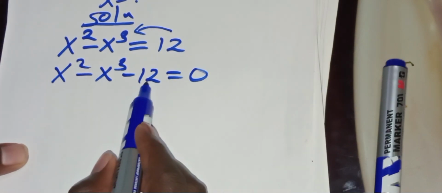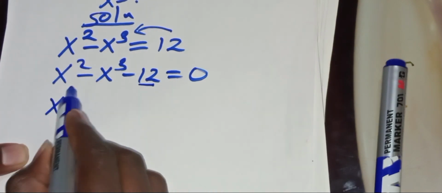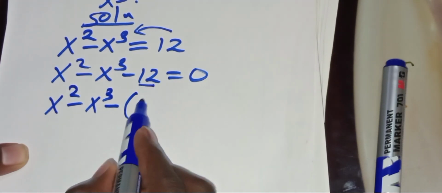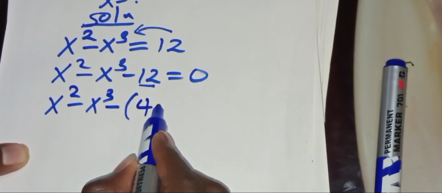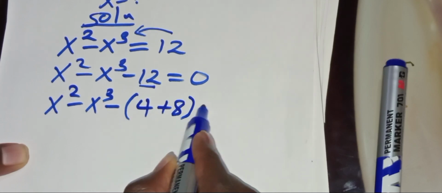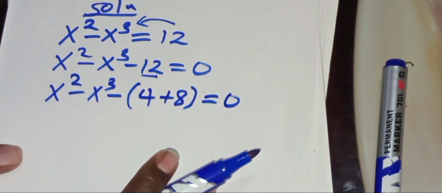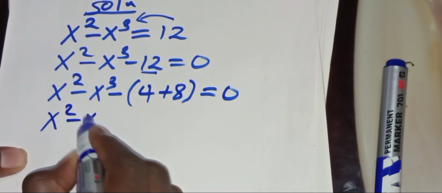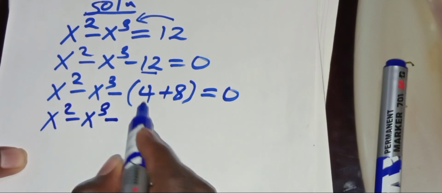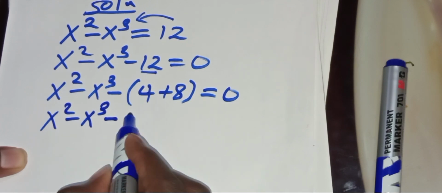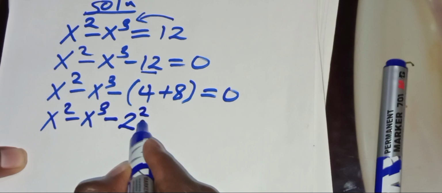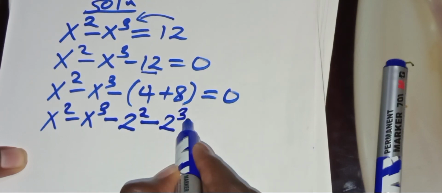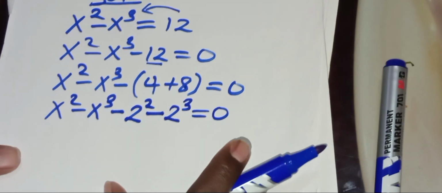Now from what we have here, we can express 12 as 4 plus 8. So this is x squared subtract x cubed subtract 4 plus 8 equal to 0. Now subtract 4, which you can express as 2 to power 2, and subtract 8, which you can express as 2 to power 3, is equal to 0.